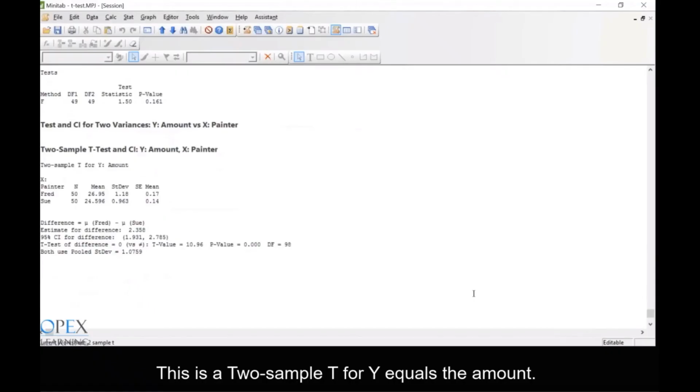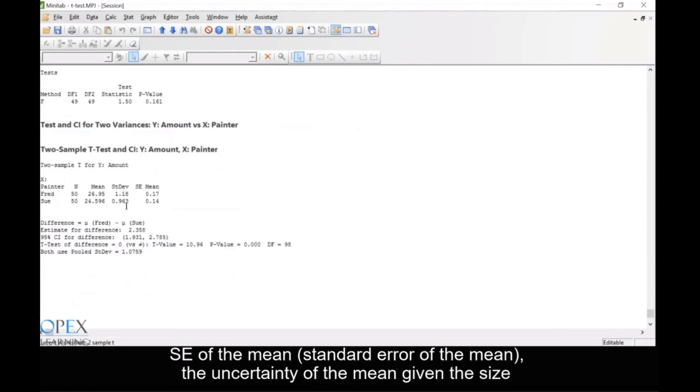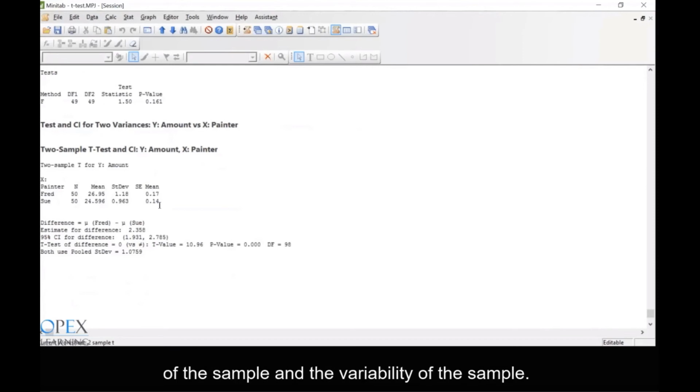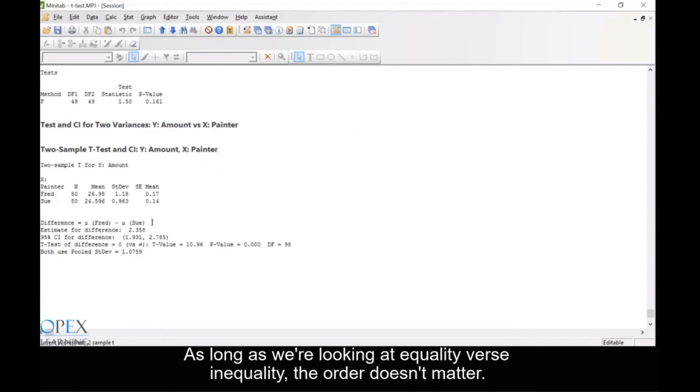This is the 2-sample T for Y equals the amount. We have a summary table showing that there were 50 of each, what the sample mean was, the sample standard deviation, SE of the mean, standard error of the mean, the uncertainty of the mean given the size of the sample and the variability of the sample. The difference, mu of Fred minus mu of Sue. Right? Okay, as long as we're looking at equality versus inequality, the order doesn't matter.